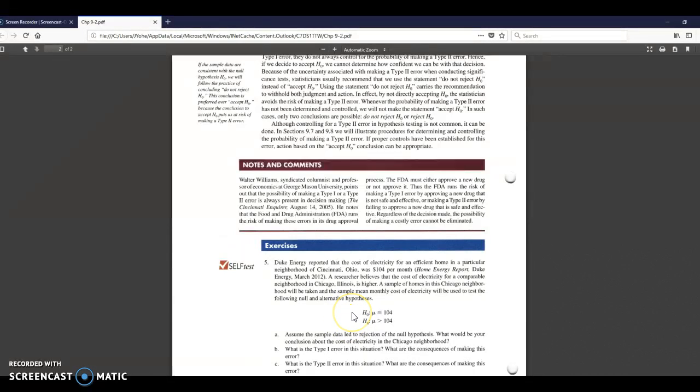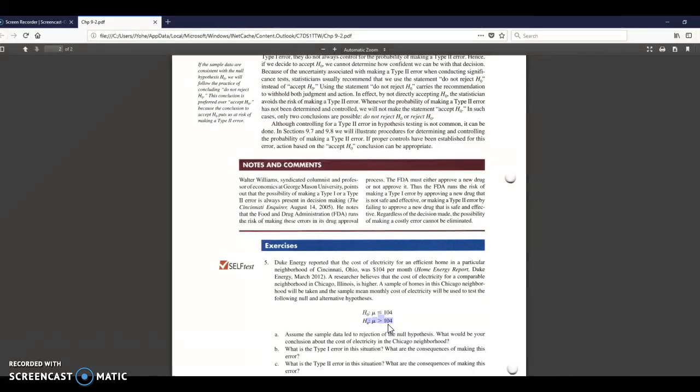So if we assume that the sample data led to the rejection of the null hypothesis, what would be your conclusion about the cost of electricity in the Chicago neighborhood? Here, we would conclude that the price is higher, that it costs more money per month to run an efficient home in Chicago than in Cincinnati. Now, the type 1 error in this situation would be that it's not more expensive to run a home in Chicago than Cincinnati, but we concluded that it was. That would be a type 1 error.